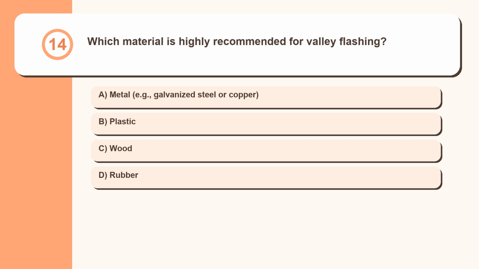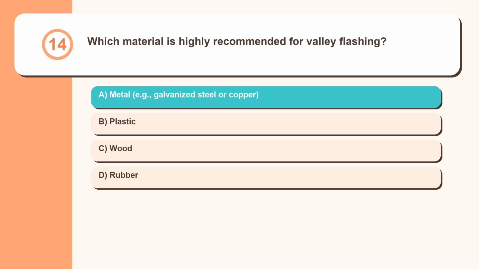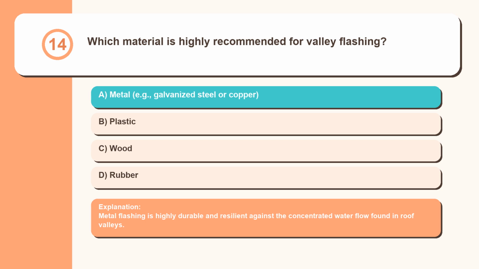Question 14. Which material is highly recommended for valley flashing? Metal, for example galvanized steel or copper, plastic, wood, rubber. Metal flashing is highly durable and resilient against the concentrated water flow found in roof valleys.